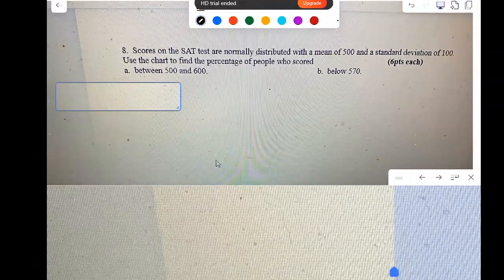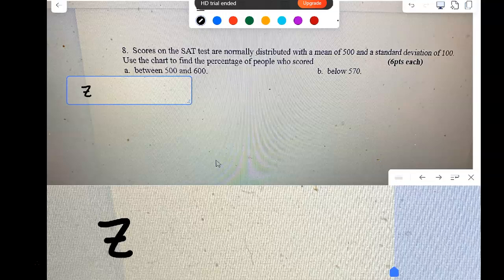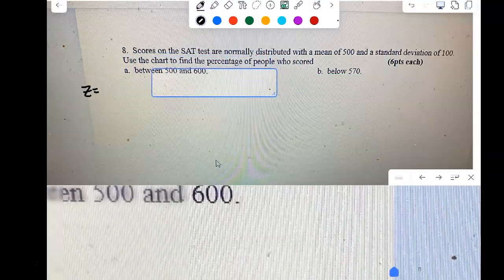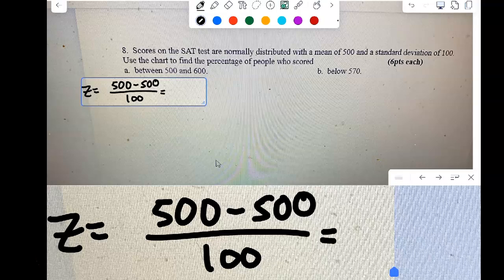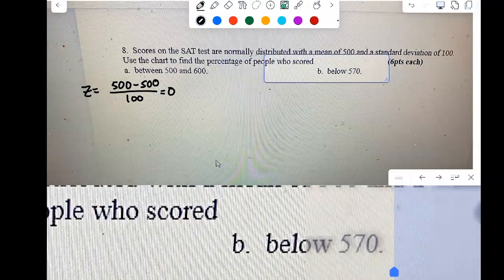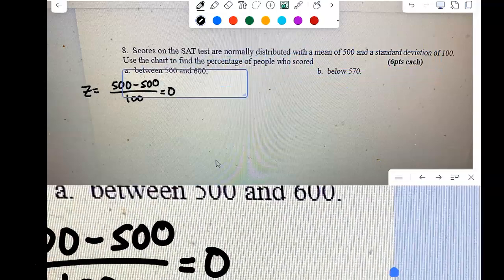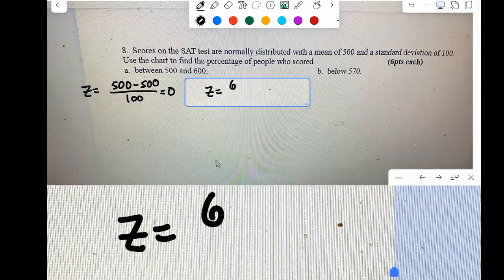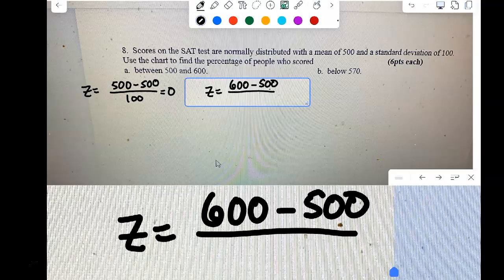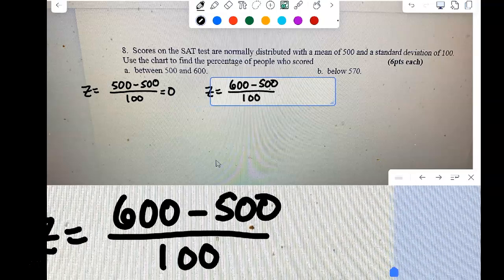So we would first compute the z-score for both. For 500, it'd be that value minus the mean divided by our standard deviation. So we'd actually get a z-score of 0 for 500. In fact, anytime you look at the z-score for the mean, it will be 0. And then we do the same thing for 600. So 600 minus the mean, which is 500, divided by the standard deviation of 100. We get a z-score of 1.